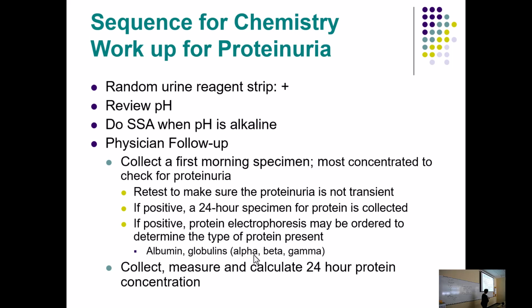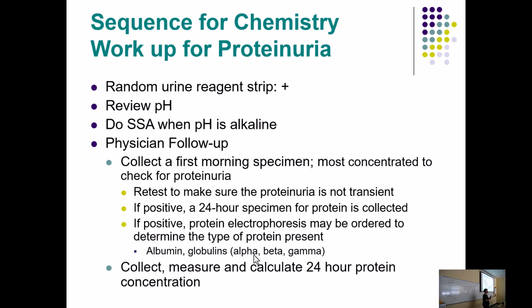So the physician is going to want to collect a first morning specimen, which could be the most concentrated, to check for proteinuria. They're going to retest to make sure it's not just transient. Like I said, some people just once in a while have protein in the urine and it goes away. If it's positive, then we're going to do a 24-hour specimen to see what's really going on and how much is going out over 24 hours. If it's positive, we may do a protein electrophoresis to determine the type of protein present.